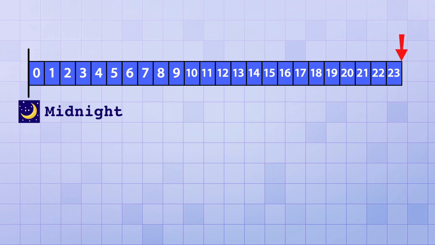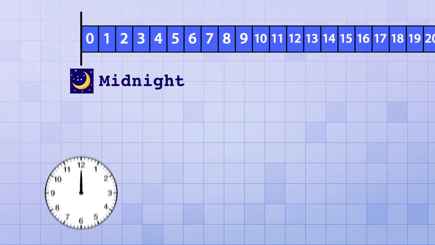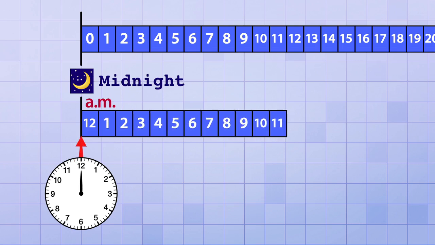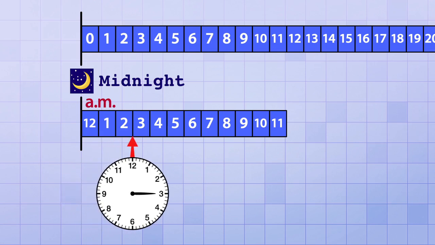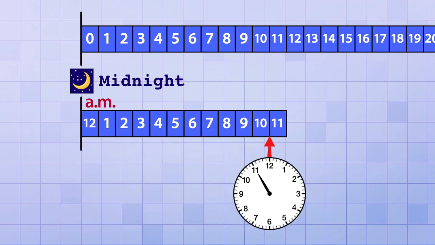After that last hour passes, it starts back over at 0 for the next day. On the traditional clock face, at midnight, the hour hand is pointing straight up at 12. So instead of calling it 0 o'clock, we call it 12 midnight or 12 a.m. Then the first 12 hours of the day pass one by one using the a.m. label. 1 a.m., 2 a.m., 3 a.m., on up to 11 a.m.